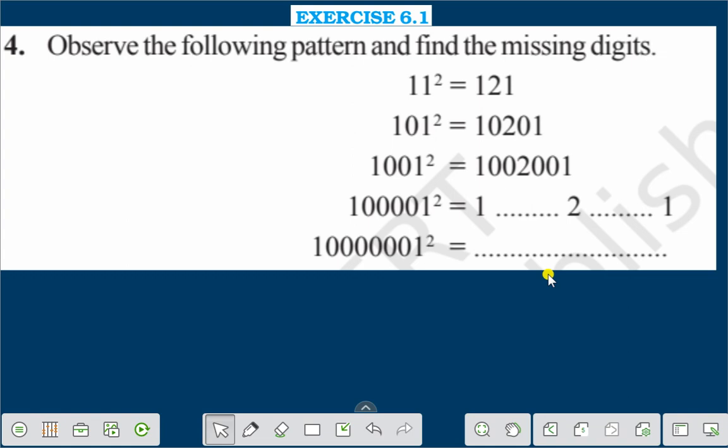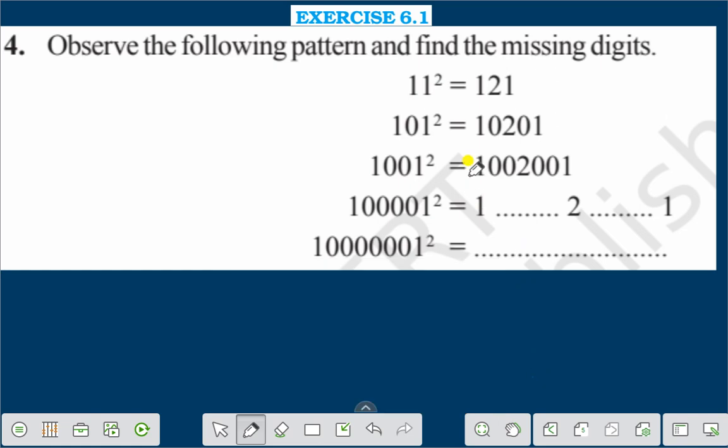Here you see 11 square is 121, 101 whole square is 10201, 1001 whole square is 1002001, 10001 whole square is 100020001, and 100001 whole square is 10000200001, and then 1000001 square. Now from this pattern, you'll find that you can observe the pattern.